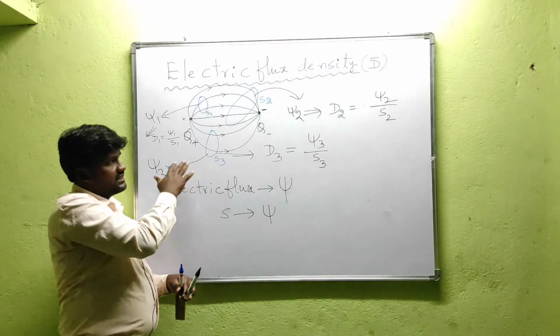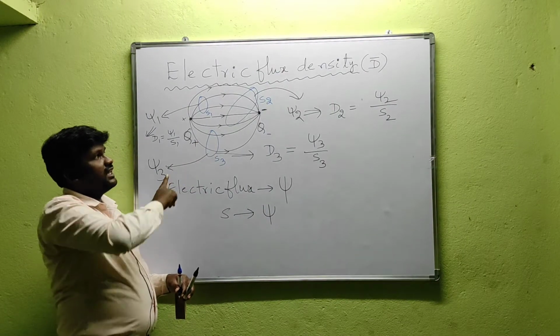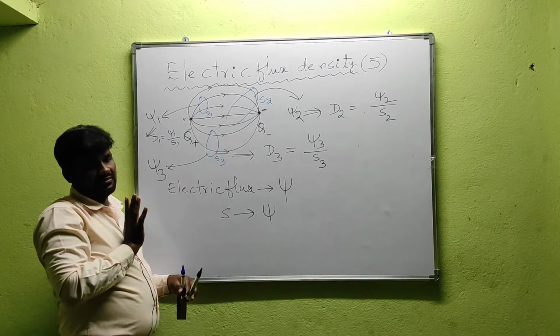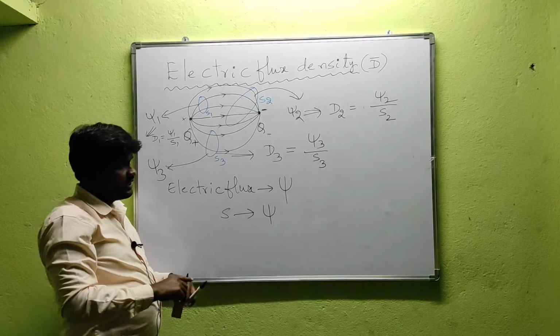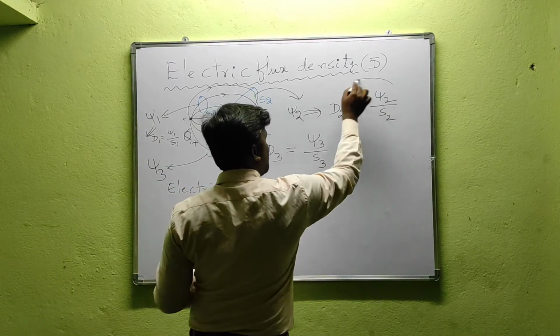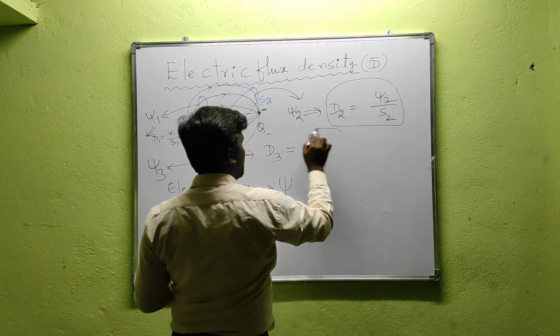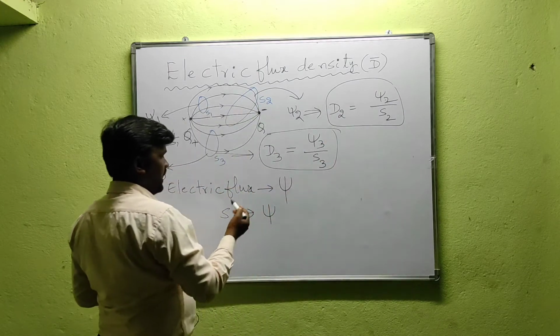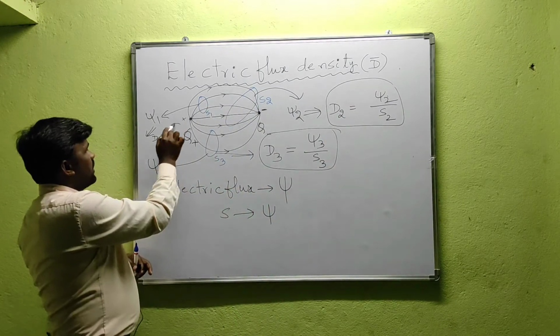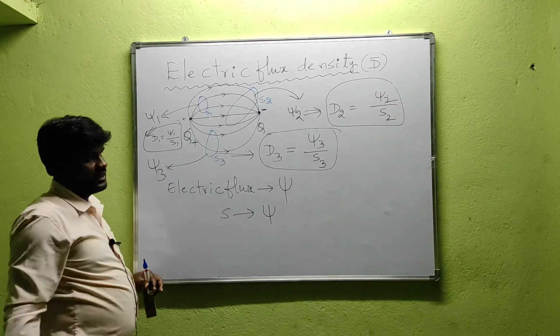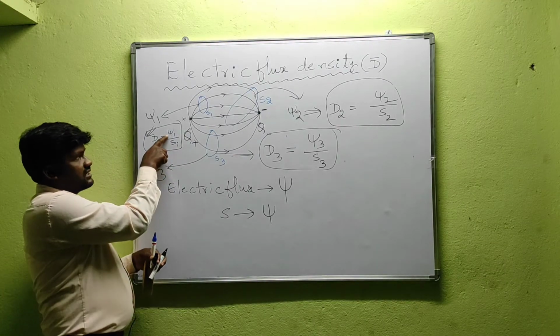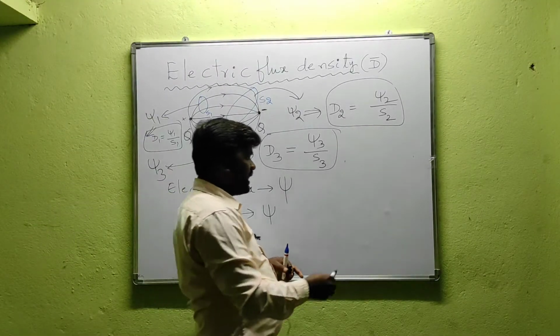If you see S1, S2, S3, for S1 we have psi 1, for S2 we have psi 2, for S3 we have psi 3. That means if this area changes, the flux changes. That's why we can define D2 equal to psi 2 by S2, D3 equal to psi 3 by S3, and D1 equal to psi 1 by S1.